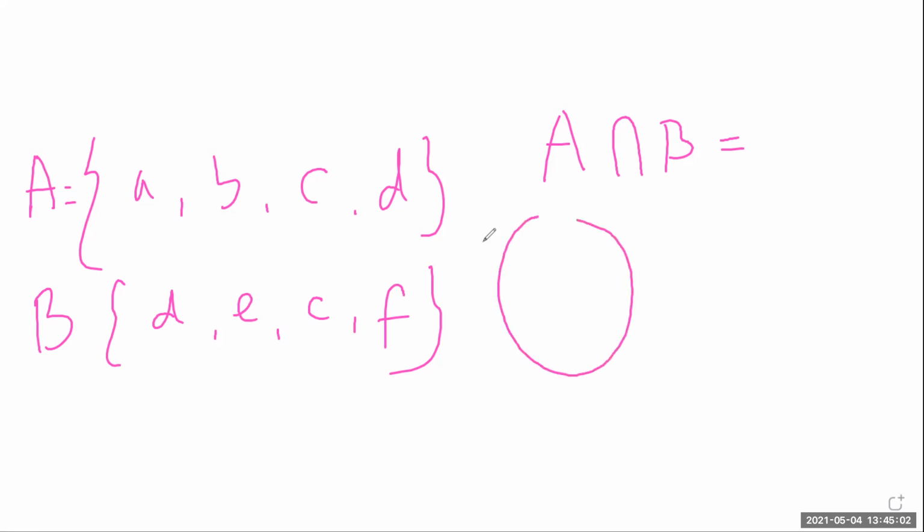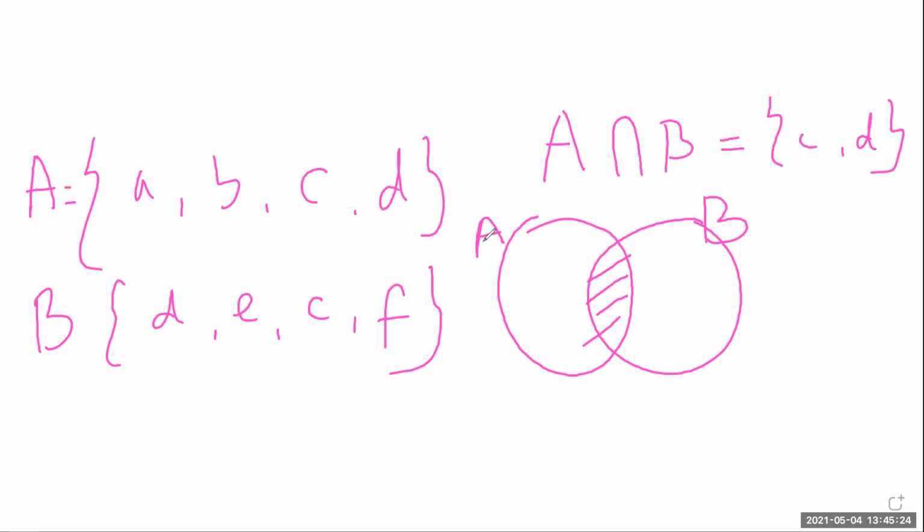That means this is A, and this is B. Okay, the intersection is this one. So C and D. Correct, correct. So you have C and D.